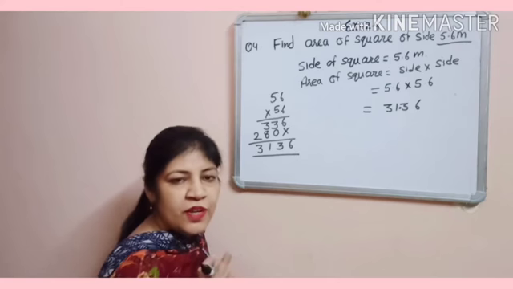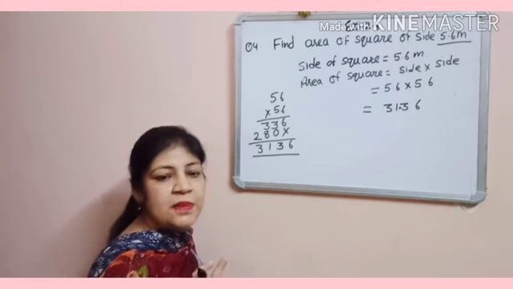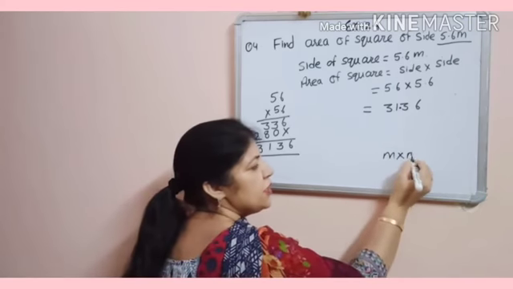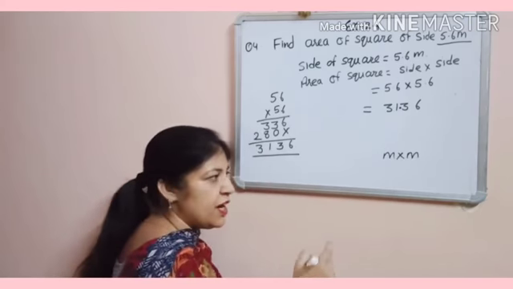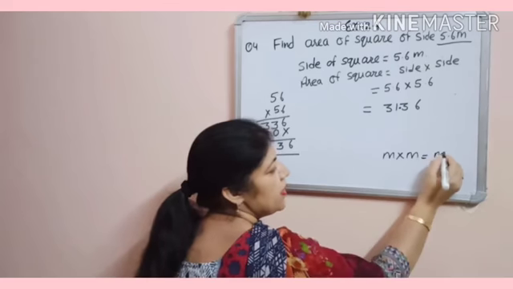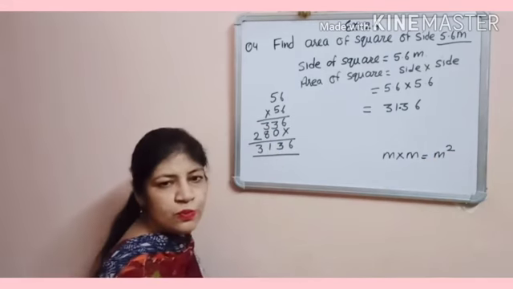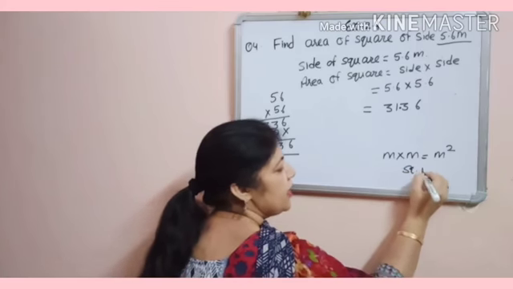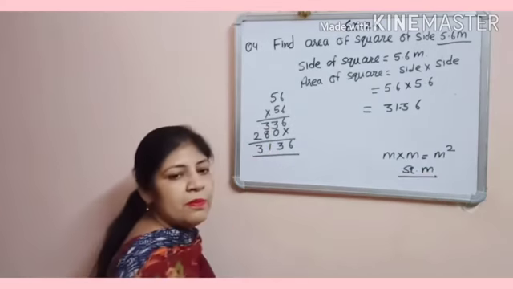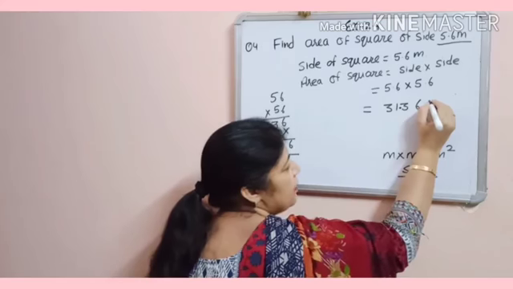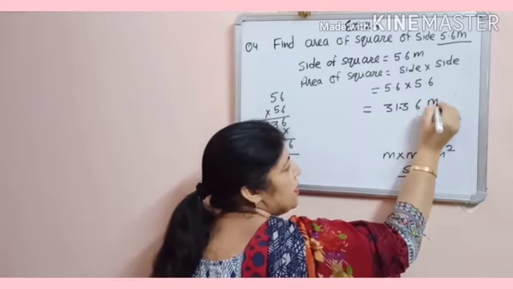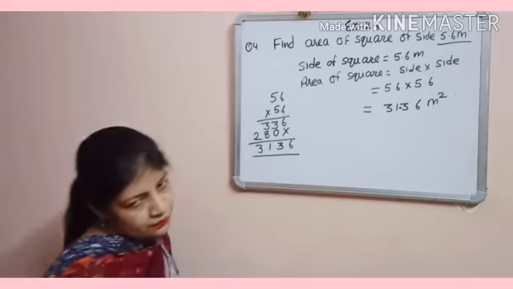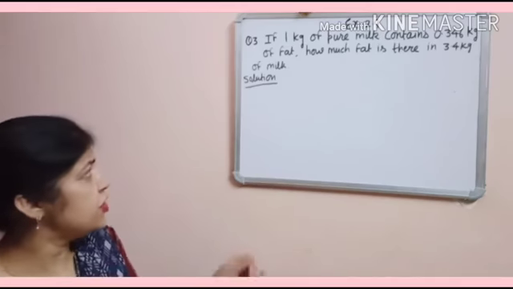The unit of area is square meter or meter square, because you are multiplying meter into meter. And in algebra you have read about it, it will be m raised to the power 2, meaning m square, or you can call it square meter. So the area is in meter square. Is that clear? Now come to the next question.